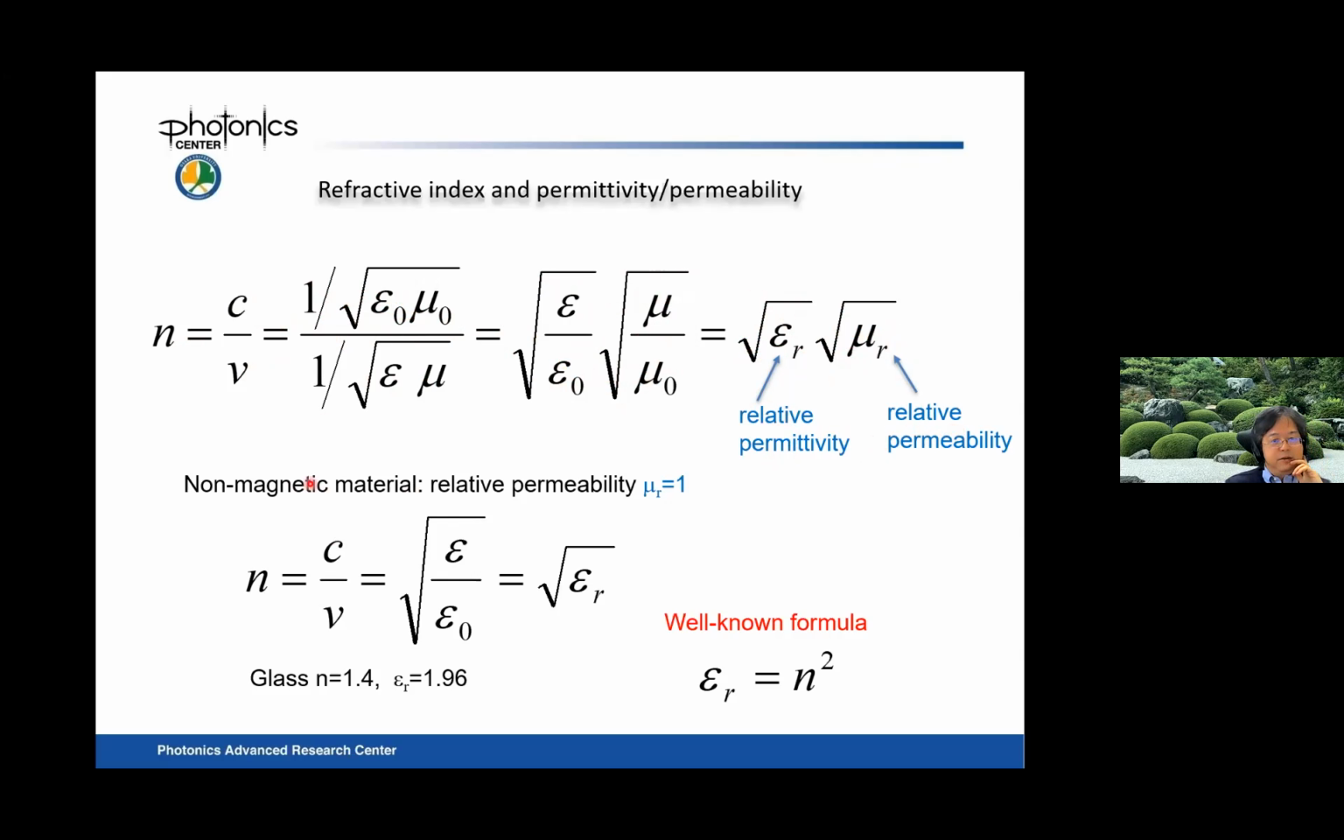For non-magnetic materials, like conventional glass, for example, the relative permeability is 1. So we can obtain this simple result, n equals square root of epsilon. This is a well-known formula. So if you have a glass substrate, the refractive index is a positive value, 1.4. We can have epsilon is 1.96. This is the square of 1.4. This is very simple. But please remember, epsilon, relative permittivity, is a positive value. So this is a positive value, and this is also a positive value, so always positive, not negative refractive index.